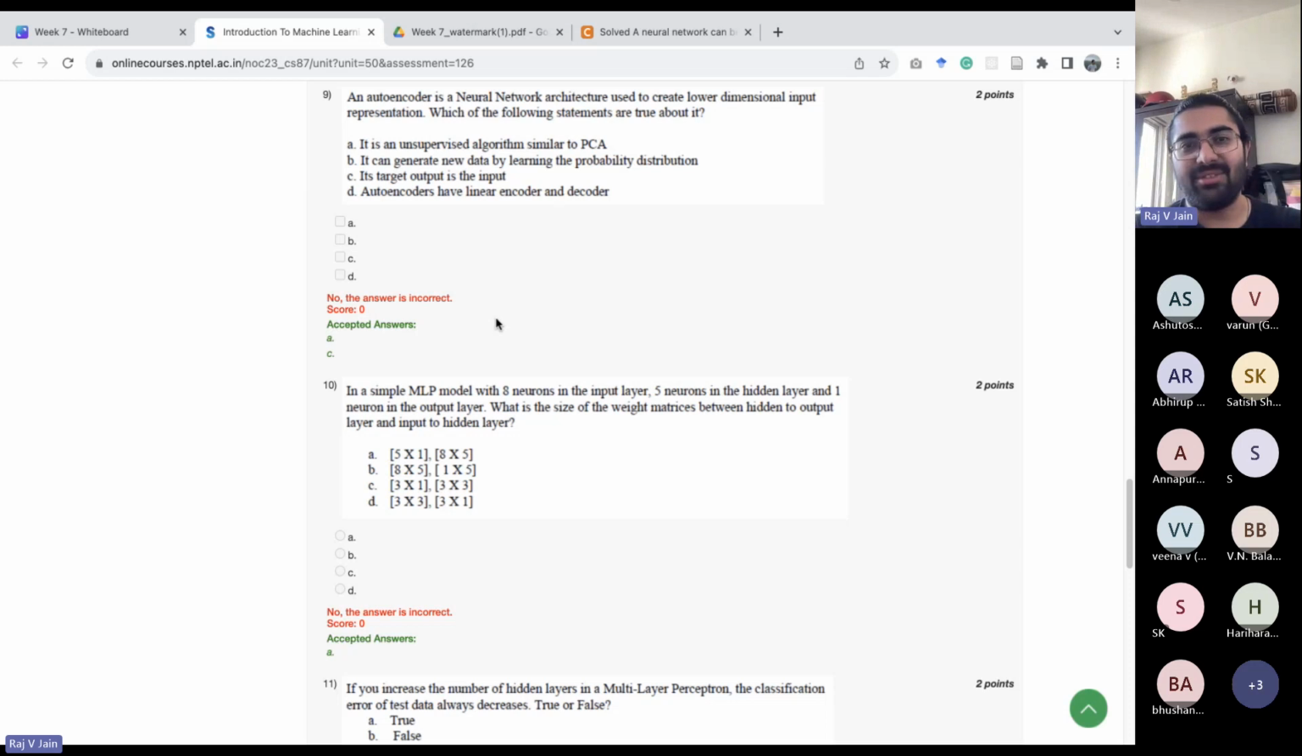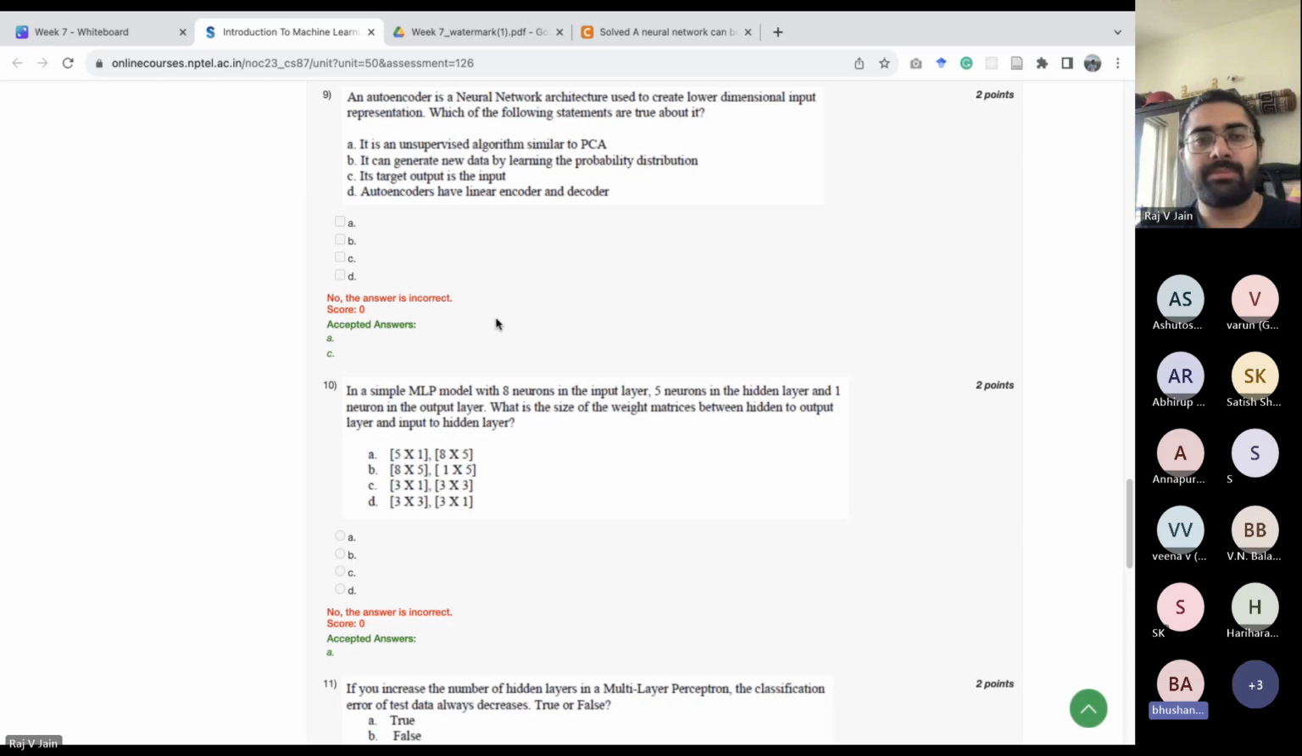Because if that was the case, then we would just rely on PCA. But because neural networks can handle non-linearities, that becomes a huge value add for this autoencoder problem. So we don't generally have a linear encoder and decoder, right? So A and C are the answers.